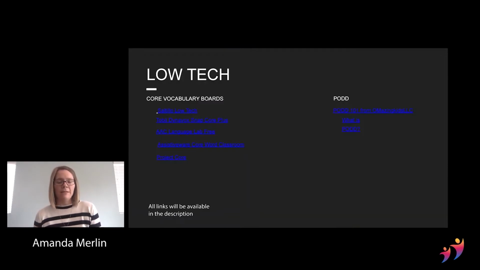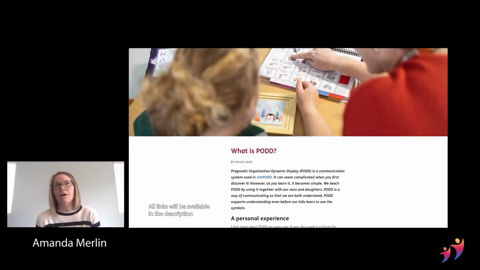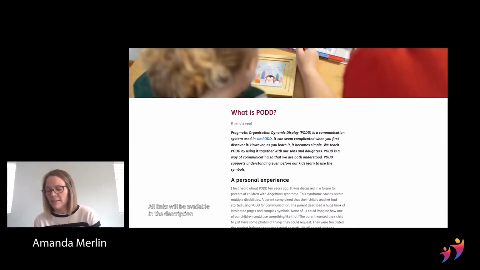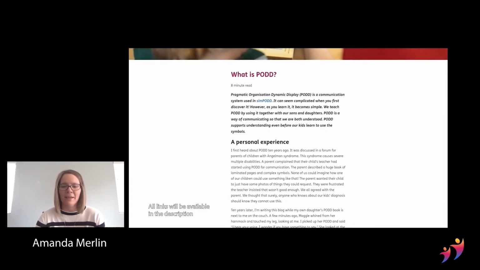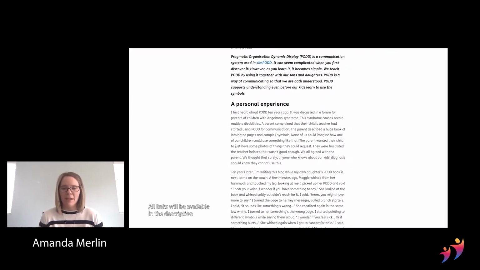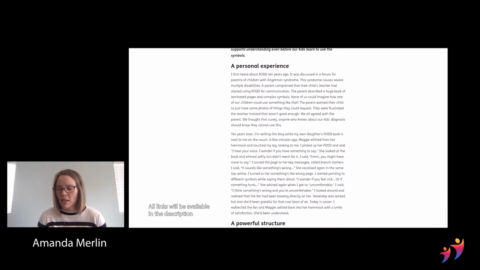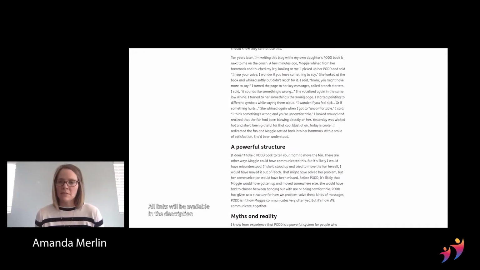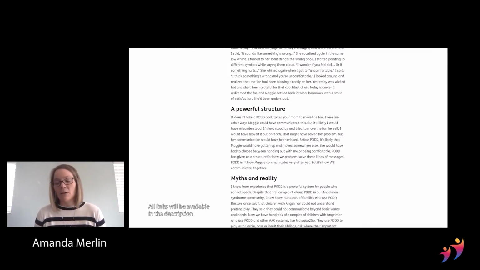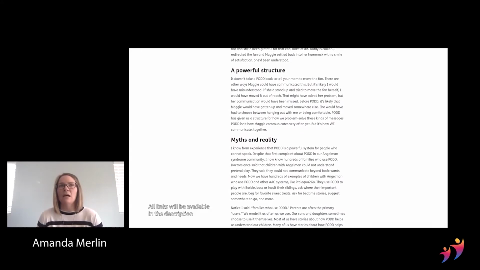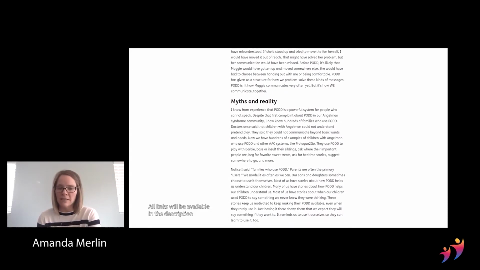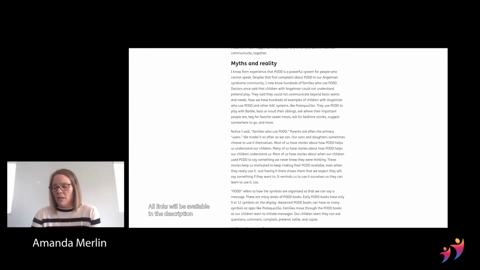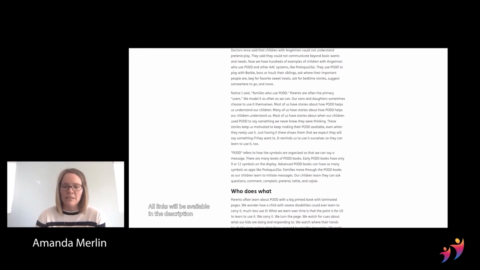And the other great low-tech option are PODD books. PODD is a great system. There are apps for PODD, and PODD stands for Pragmatic Organization Dynamic Display. It's a robust communication system. Typically they're low-tech books. There are apps for PODD as well. It's a linguistic system. You can use it through direct selection, through partner-assisted scanning. It can be modified for a lot of different uses.